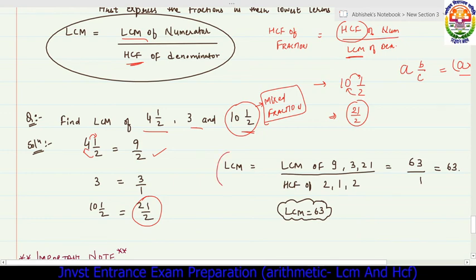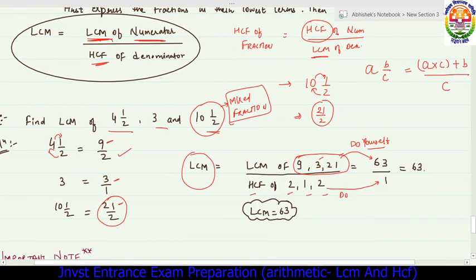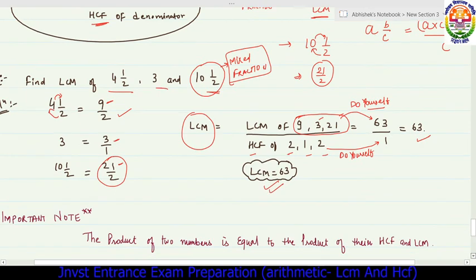Now the LCM portion. The LCM of numerators means the LCM of 3, 9, 21, and we will find the HCF of 2, 1, 2. Now you have to solve the LCM of these 3 numbers. The answer is 63. Do it yourself. And if I solve the HCF of 2, 1, 2, the answer comes 1. You have to solve it again. The answer comes 63. Then the LCM is 63. Is it clear?